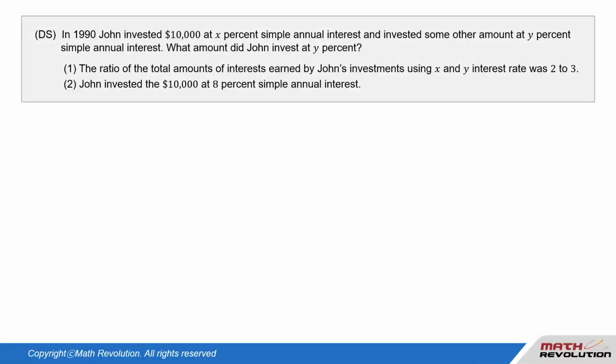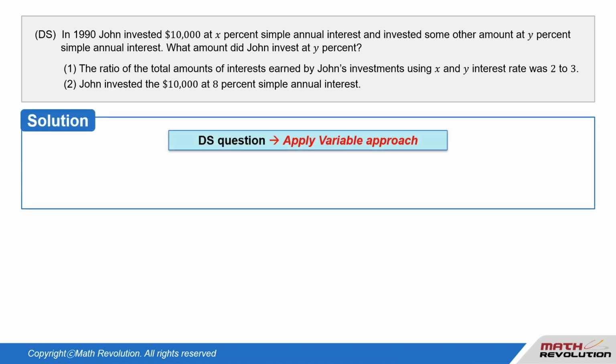Question: DS. In 1990, John invested $10,000 at X% simple annual interest and invested some other amount at Y% simple annual interest. What amount did John invest at Y%? Condition 1. The ratio of the total amounts of interest earned by John's investments using X and Y interest rate was 2 to 3. Condition 2. John invested the $10,000 at 8% simple annual interest.